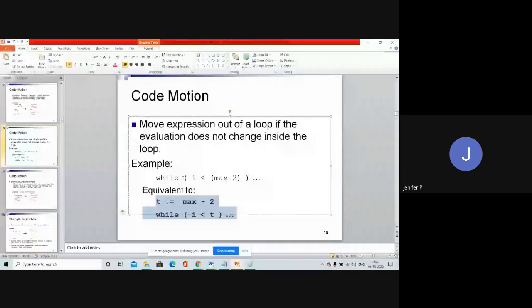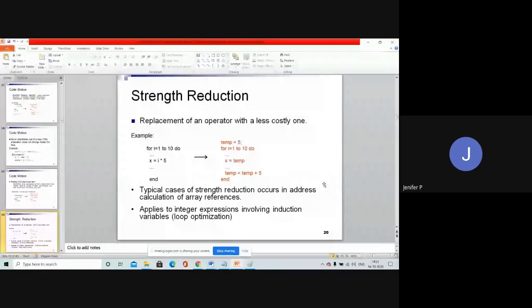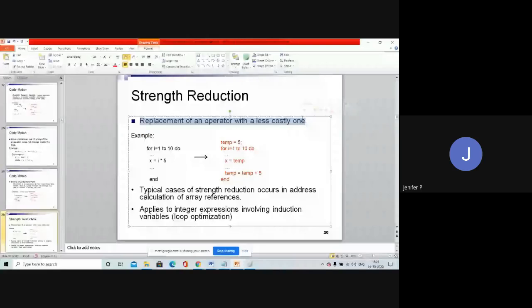And the next one is strength reduction. What I told you about: multiplication can be represented as repetitive addition, right? Likewise, when you consider the power operator, it can be represented as a multiplication also. So likewise, the cheapest one is called strength reduction, replacement of an operator with a less costly one. Here, instead of using the repetitive addition, in this way we can reduce the strength of the code.